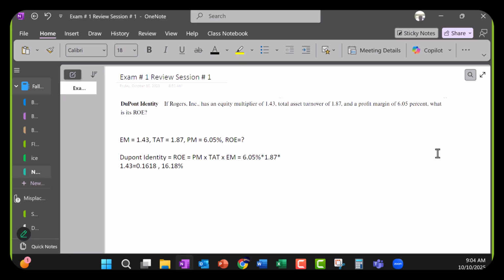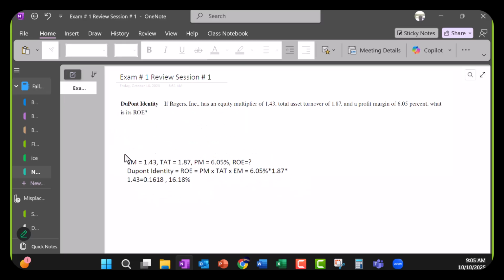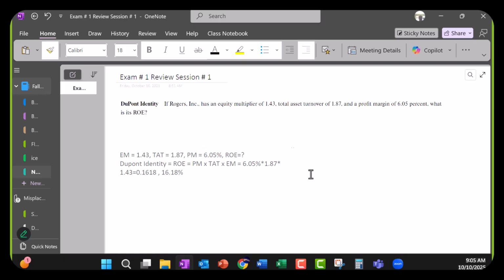And in the exam, I don't care if you answer as a decimal or as just 16.18. The software that I use accepts either one of them. All right. And the key to this is always writing down the definitions. Okay. Because once you write the definition, you're pretty much home.